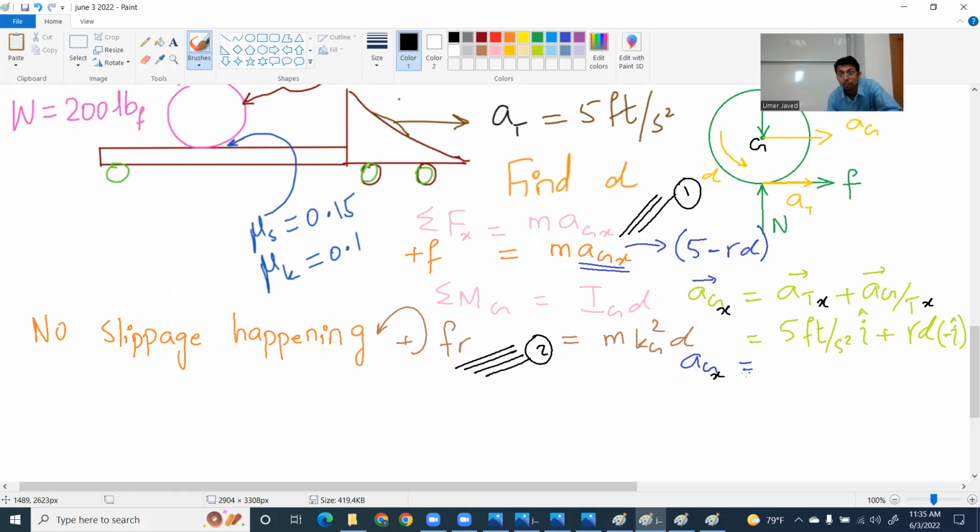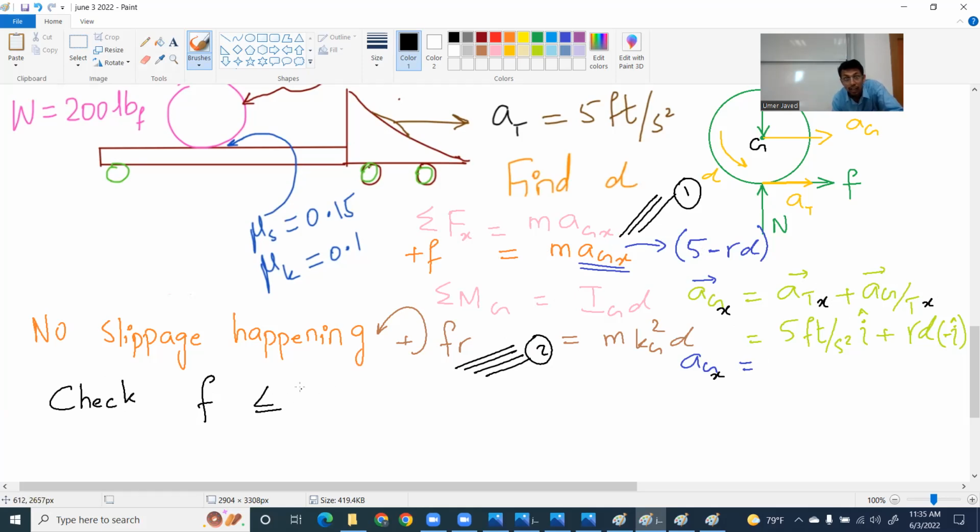And then I got a nice and beautiful answer of AGX in terms of alpha. I substituted here. I have another equation. This is where a student was asking about coefficient of kinetic and static friction.